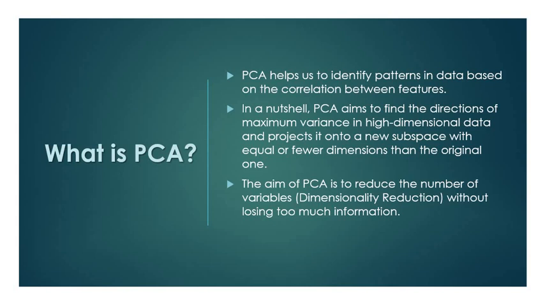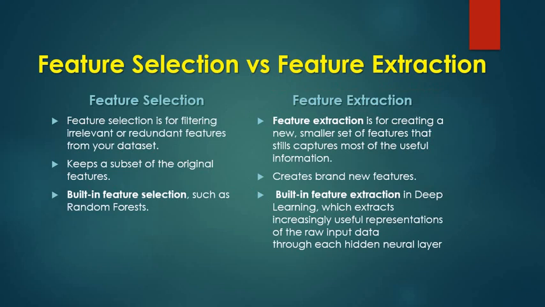It helps us to identify patterns in our data based on the correlation between our features. In a nutshell, what PCA aims to do is to find the directions of maximum variance. It tries to plot the dataset and find out in which direction my dataset exhibits high variance. It projects it onto a new subspace with equal, but most likely fewer, dimensions than the original one. The aim of PCA, as we have stated, is to reduce the number of variables. So its purpose is dimensionality reduction, and it does so without losing too much information.